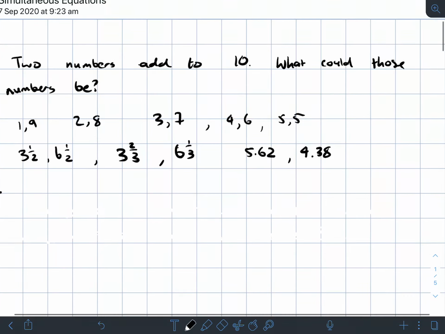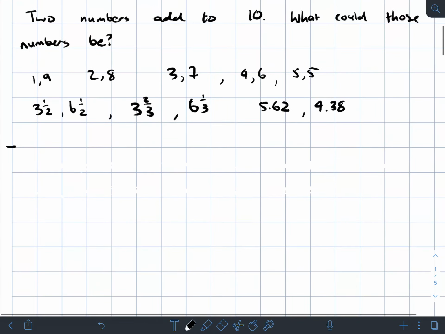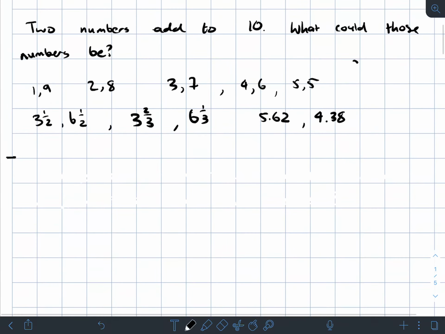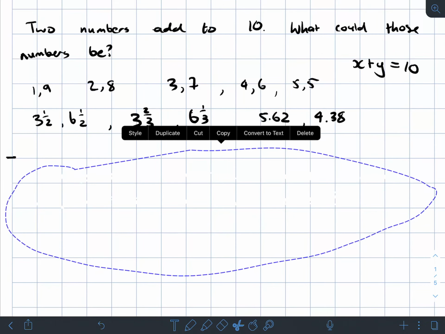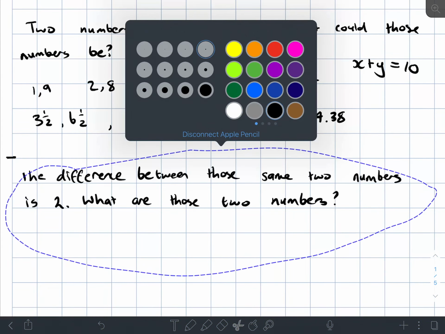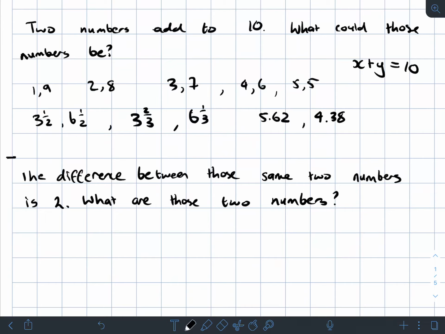Now, we could possibly rewrite this using algebra. We could say that x plus y is equal to 10, where x and y are both numbers that we don't know yet. I'm going to add an extra condition now. So now the difference between those two same numbers is 2. What could those two numbers actually be?